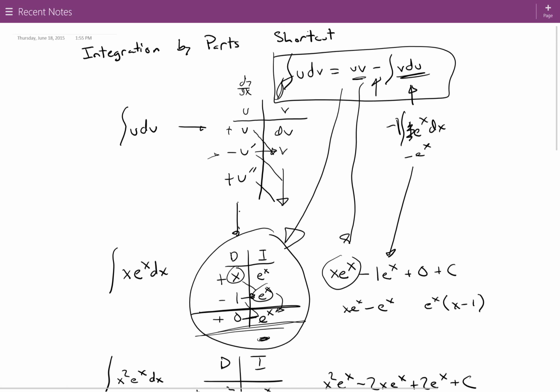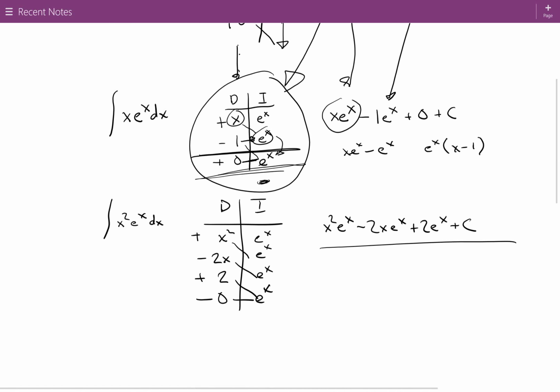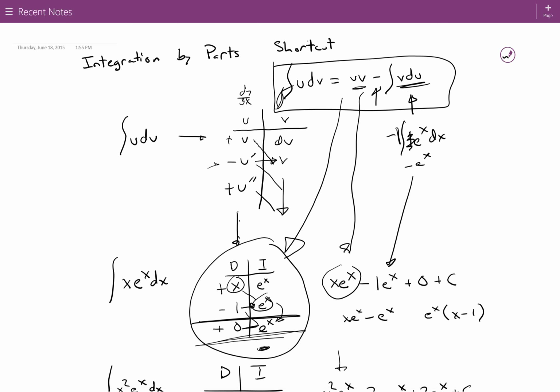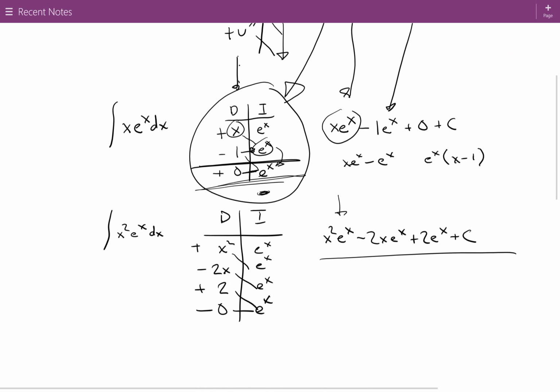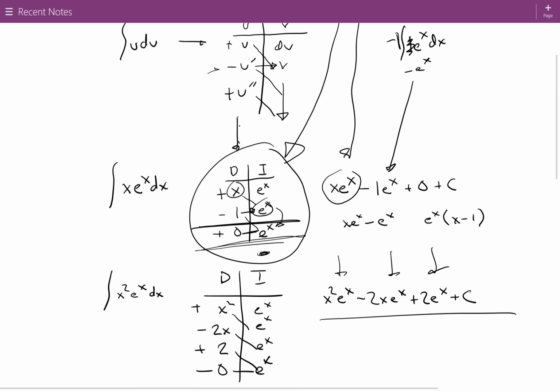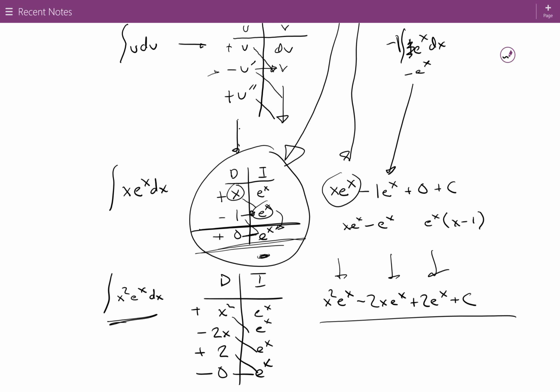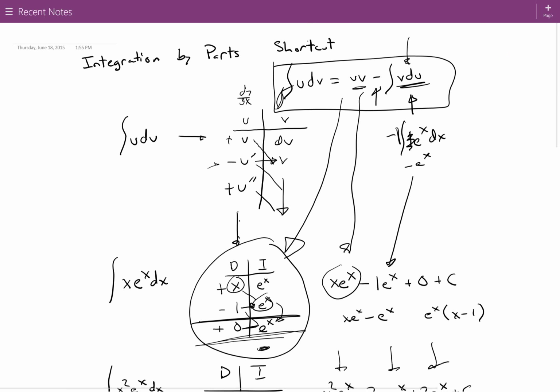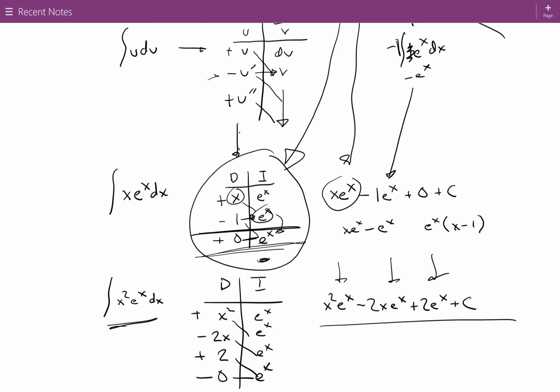And you can kind of see, you have the uv here, and then the integral, this part right here, and it just kind of keeps going. And it's really helpful because with a question like this, doing it the regular way, you'd have to do this equation twice, I believe, which is no fun.